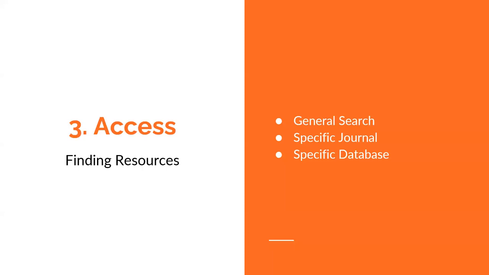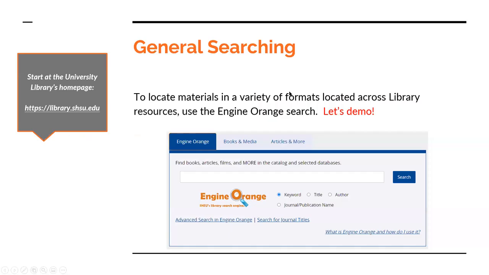So part 3 covers access, both general and specific. And this is where we'll start to get more into some of that demonstration. So first up is general searching. And when I say general searching, I'm referring to a browse for information where the topic is uncomplicated and the format is flexible for you. The library has a search engine known as Engine Orange that will perform what's called a federated search of not all but most of our collections. This search engine is located on the library's homepage, and I'm going to ask Mrs. Browning again to share her screen.